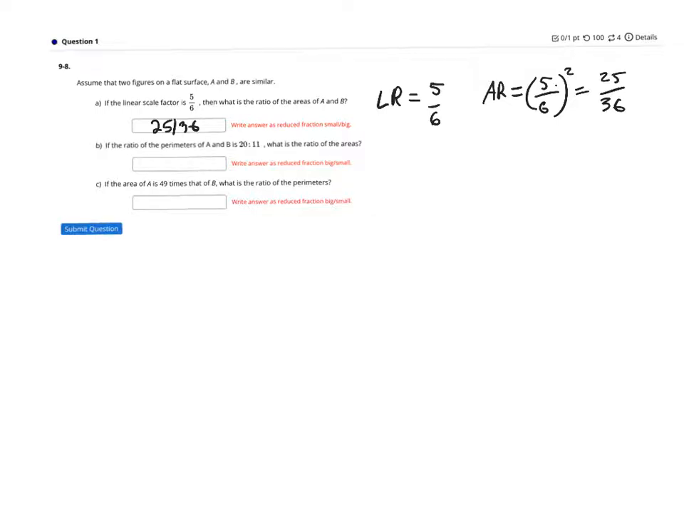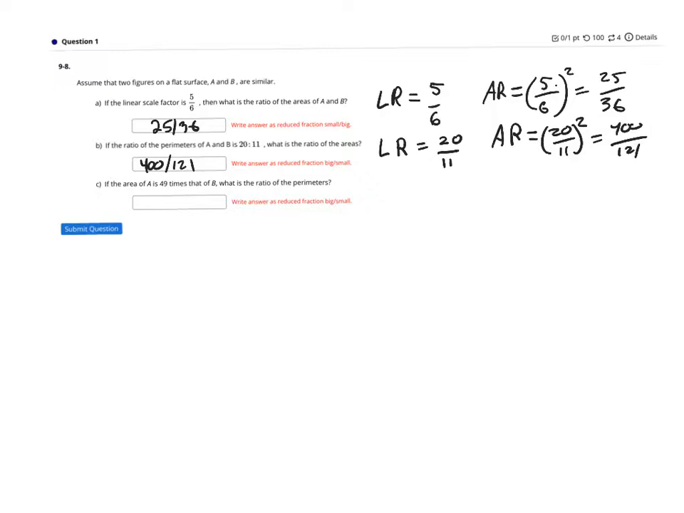In the second one, it says if the ratio of the perimeters of A and B is 20/11, what is the ratio of the areas? Well, again, perimeter is measuring a linear distance, so that'll be my linear ratio, which will be 20/11. And then we want to find the area ratio of that, which is going to be 20/11 squared, which will equal 400/121.